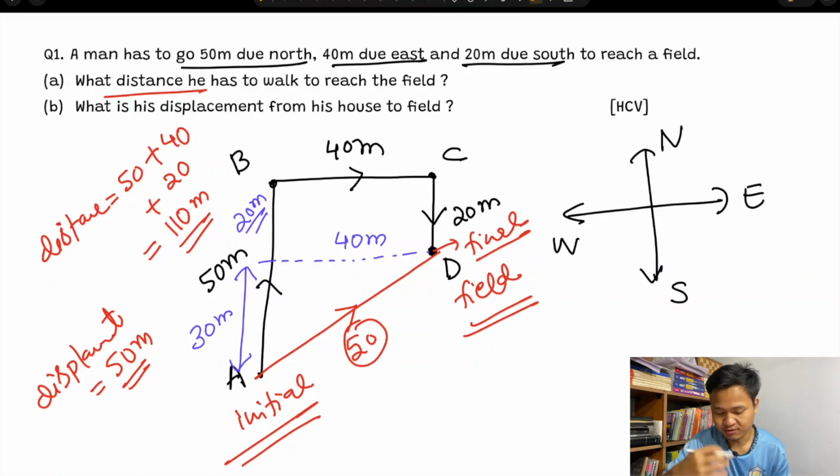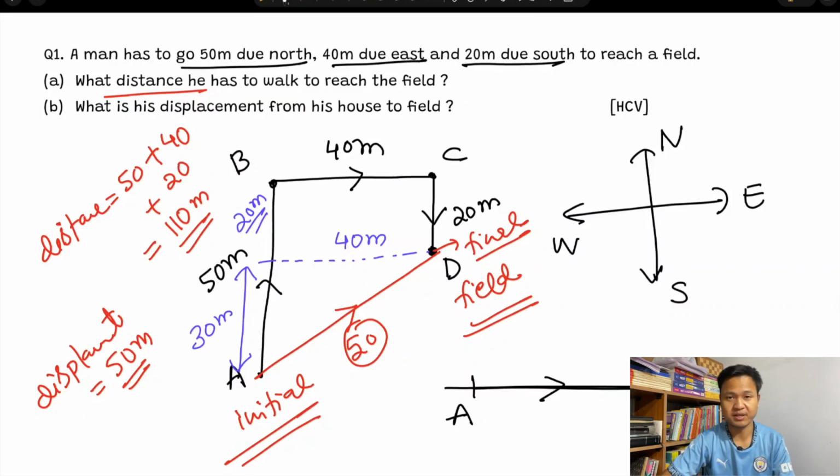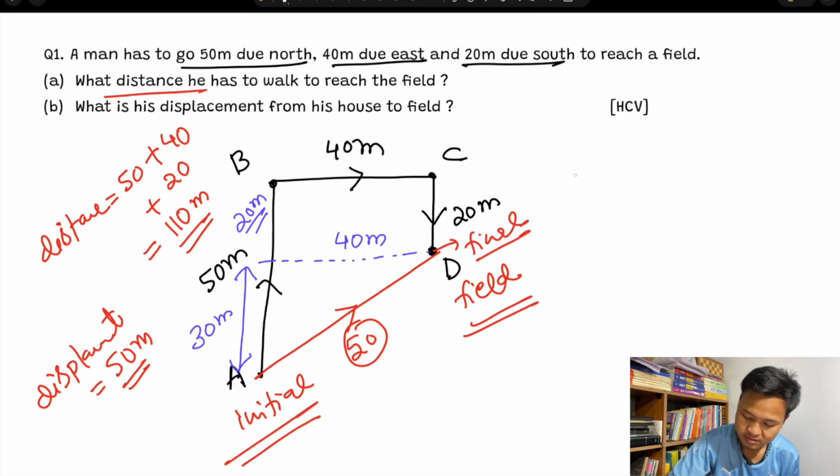Now you can also verify here. The distance is 110, displacement is 50. You can see that the distance is greater than displacement. In general, the distance has to be greater than or equal to the displacement. Now, can you tell me when the distance and the displacement will be the same? When you move along a straight line. Suppose I have a straight path and I go from A to D.